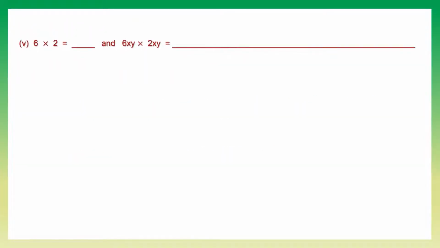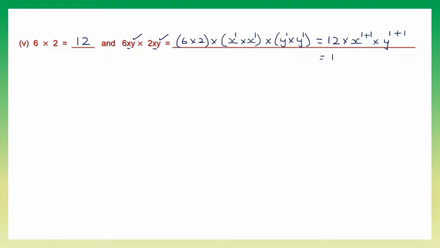Question 5. 6 2s are 12. And now let's take again the numerical coefficients. 6 into 2 into, we have 1x here and 1x here. So let's write that, x into x. And then we have a y here and a y here. So into y into y. So 6 2s are 12 into x is 1 plus 1, into y is also 1 plus 1. So what do we get? 12 x to the power of 2, y to the power of 2.